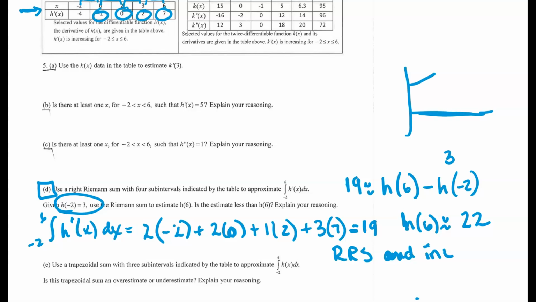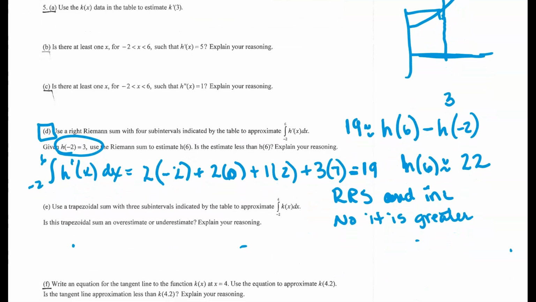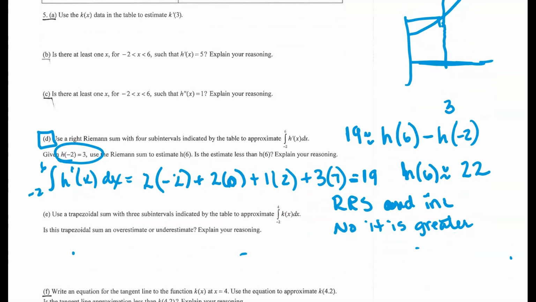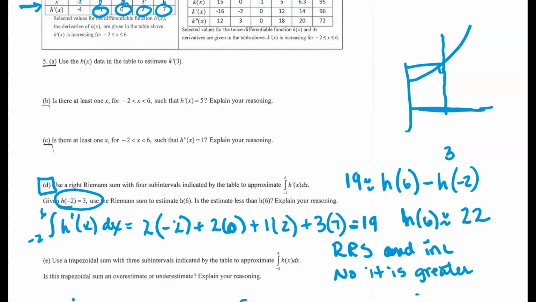There's increasing. And if I use a Riemann sum, it looks like we have, is it an underestimate? No. It is greater, because it was an over approximation.